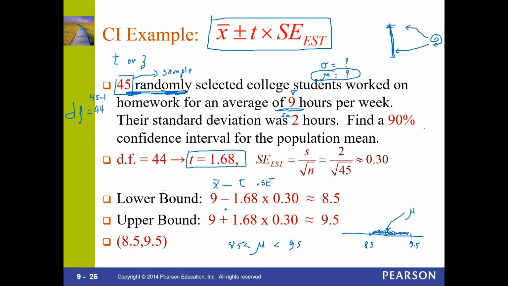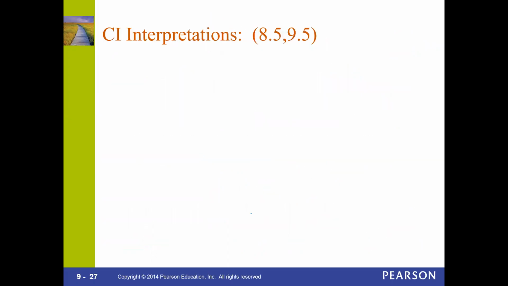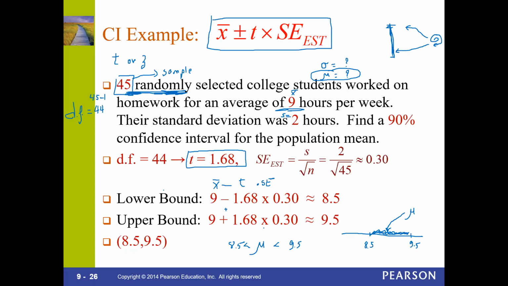Okay, so this is the interpretation here. As you can see, they give you a 90% confidence interval. We say we are 90% confident that the true value of the population mean is between 8.5 and 9.5. This is how we do it on the internet, and I'm going to write it down for you.